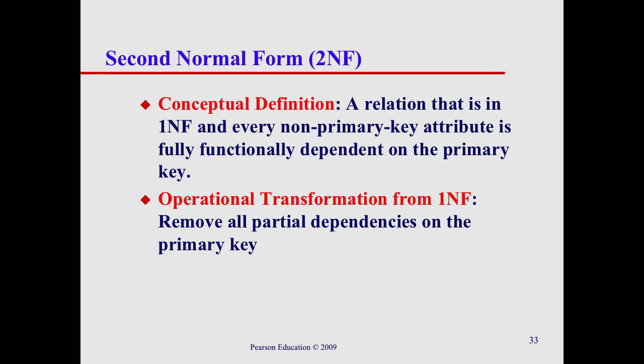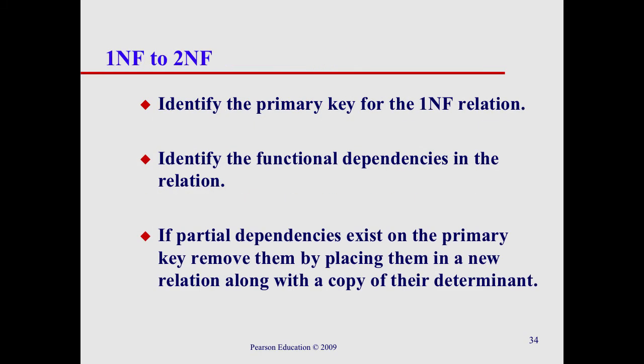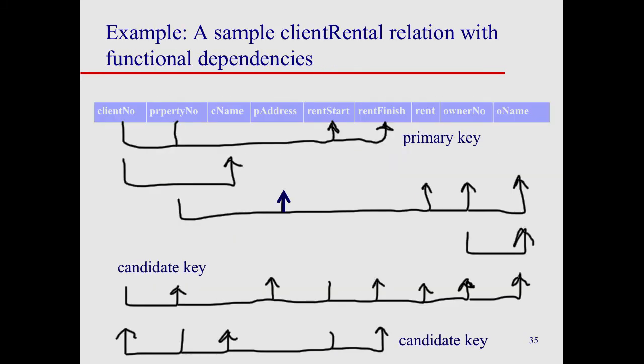And it's easiest to show an example. Here is our client. We have a client-rental relationship right now. So this is essentially a lease. Think of this as a lease. So we have client, the property number, when they started renting, when the lease finishes, what the rent is, who owns the property, and the owner name.